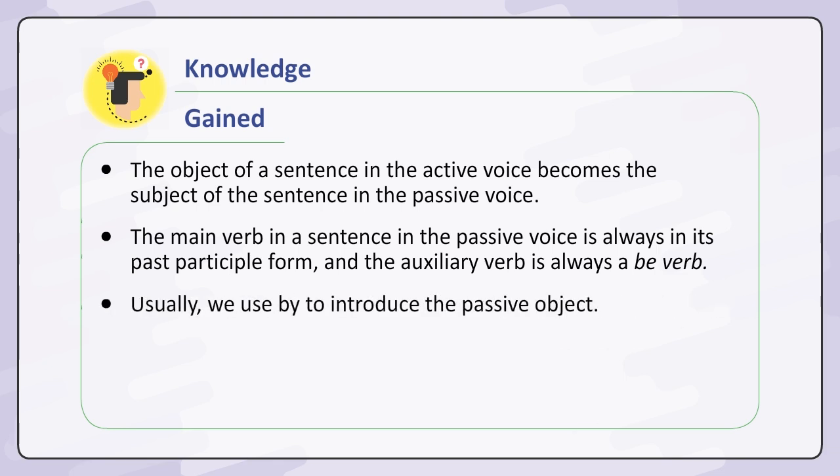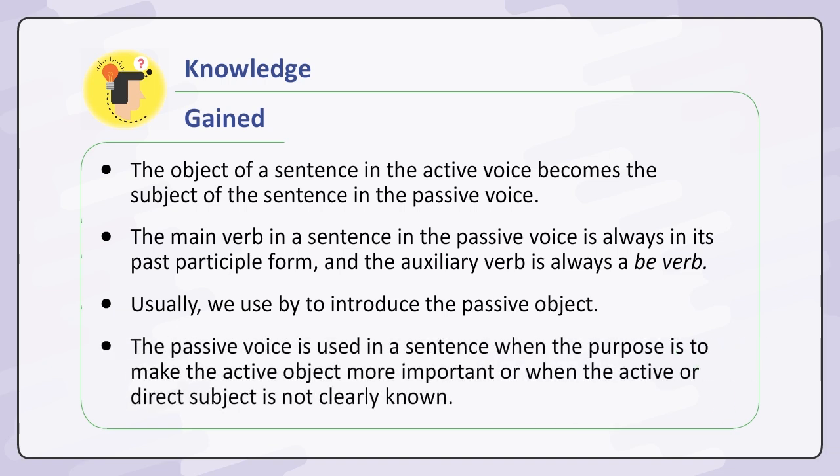Usually, we use "by" to introduce the passive object. The passive voice is used in a sentence when the purpose is to make the active object more important or when the active or direct subject is not clearly known.